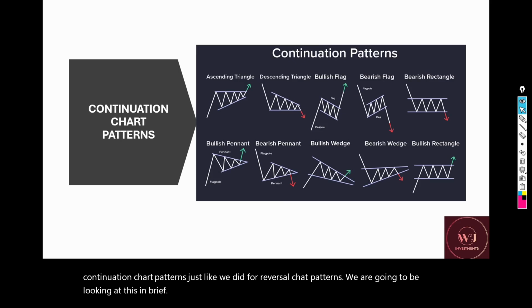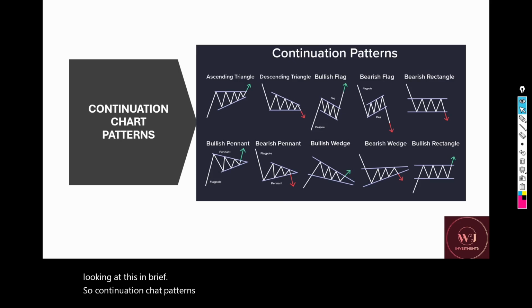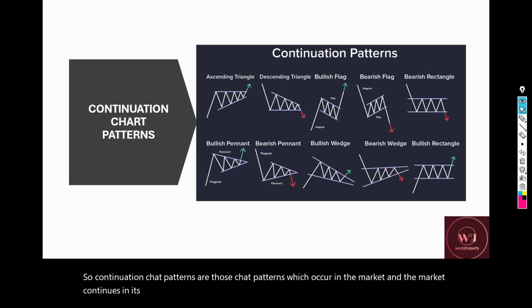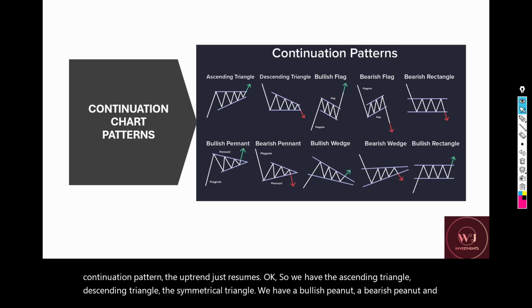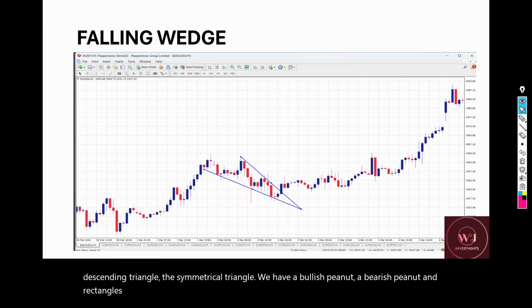So continuation chart patterns are those chart patterns which occur in the market and the market continues in its current trend. So for example, if it was an uptrend and then you get this continuation pattern, the uptrend just resumes. Okay, so we have the ascending triangle, descending triangle, the symmetrical triangle, we have a bullish pennant, a bearish pennant, rectangles, and you see. So right here we are going to be looking at the wedge first.